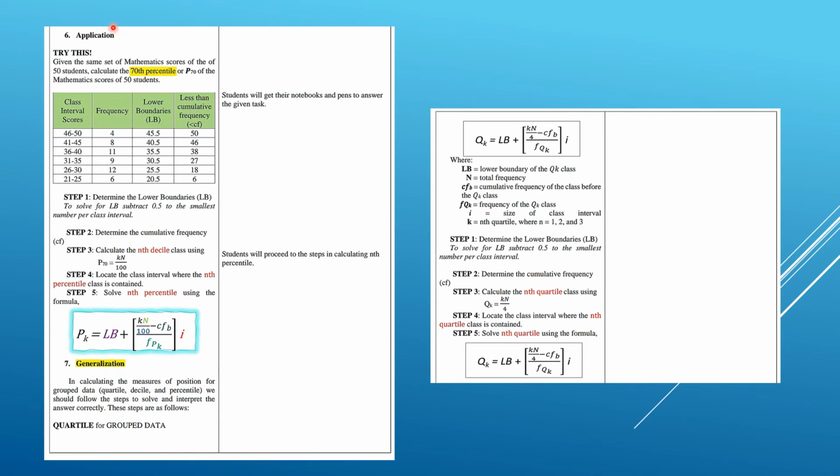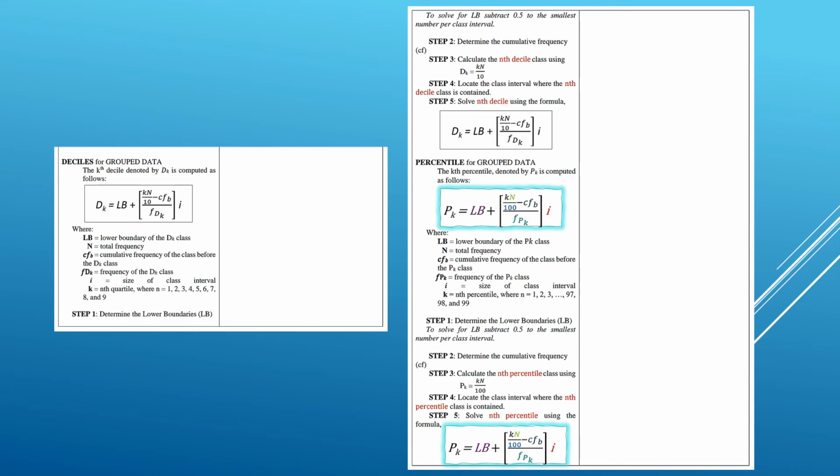On the application part, the try this activity looks very interactive as the students get their notebooks and pens and start answering the given task or activity, applying the steps they have learned in calculating for the nth percentile. Next, the generalization part was just a review of all the lessons they have discussed. Ma'am Nero could have asked some students to generalize by themselves about the things they've learned to make it more interactive.